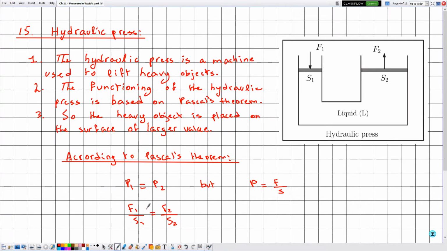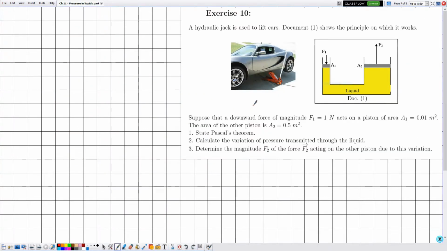And now let's solve the following exercise as a direct application on the hydraulic press. So exercise 10. A hydraulic jack is used to lift cars. Document 1 shows the principle on which it works. Suppose that a downward force of magnitude F1 is equal to 1 newtons. So the value of F1 is given by 1 newtons, acting on a piston of area A1 equal to 0.01 meters square.